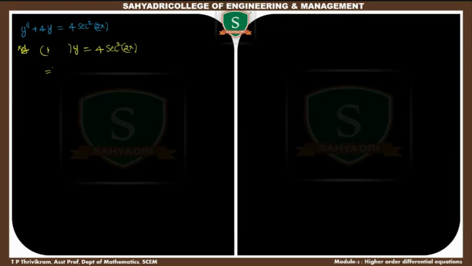This is like, you can write it as D square plus 4. So m square plus 4 is equal to 0. m square is equal to minus 4, which implies m is equal to plus or minus 2i. Root 4 is 2, so plus or minus 2i. So therefore, what will be the complementary function?